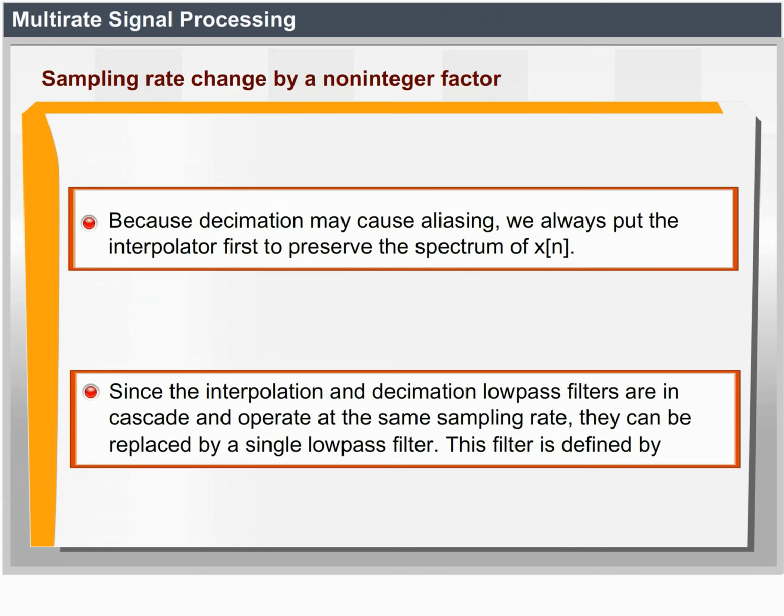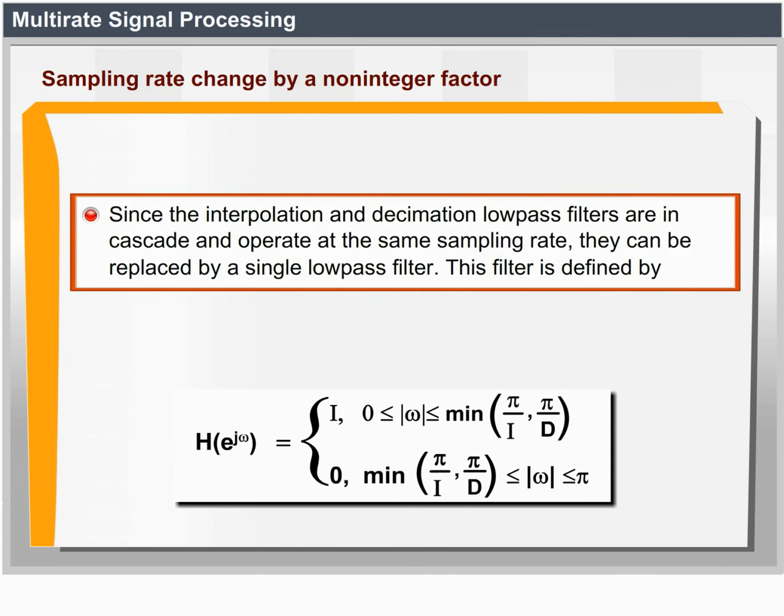This filter is defined by H(e^{jω}) equal to 1 for 0 ≤ |ω| ≤ minimum of π/I, π/D, and 0 for minimum of π/I, π/D < |ω| ≤ π, where I > D.